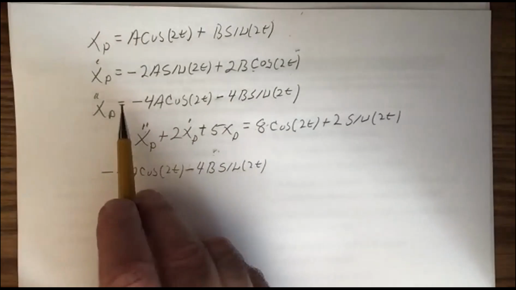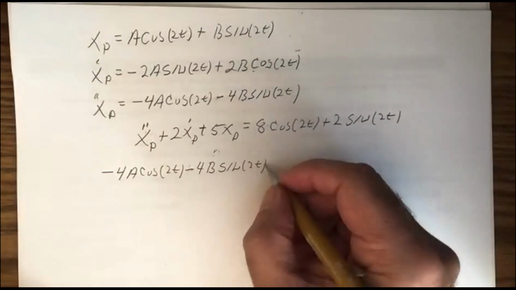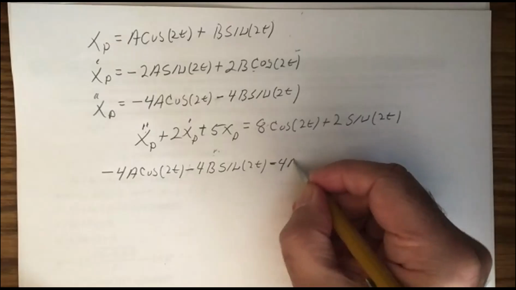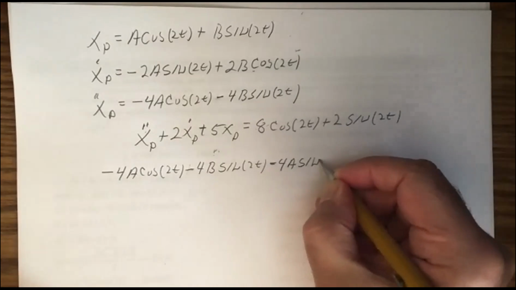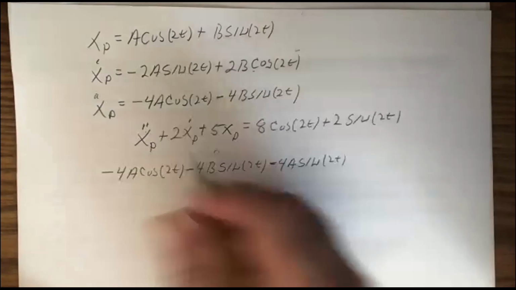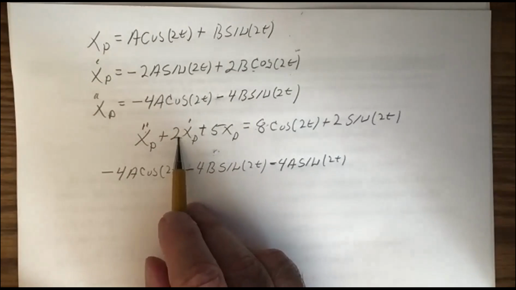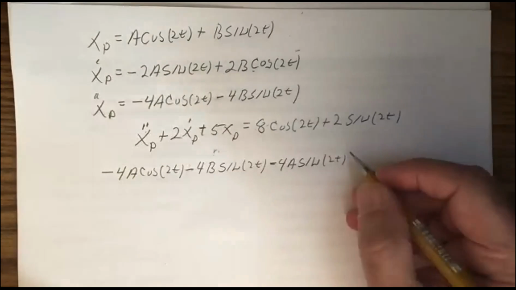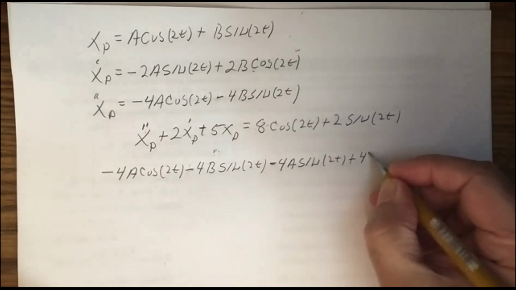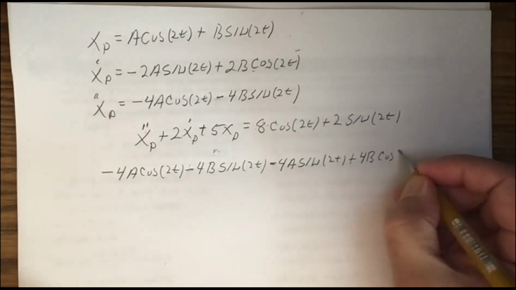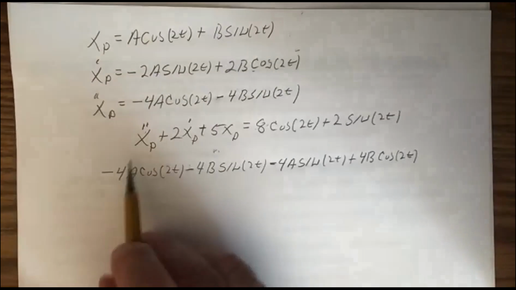Now I'm multiplying this by 2, so this is going to be a minus 4a, right? I see this is a minus 4 because I got this 2 here. And then this is going to be a plus 4b cosine of 2t.